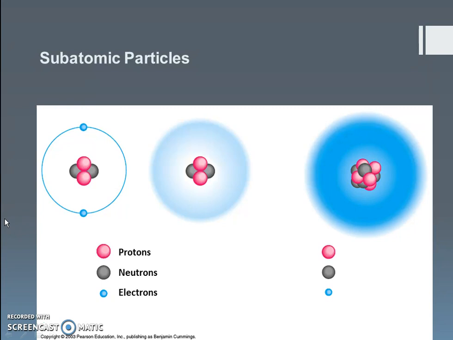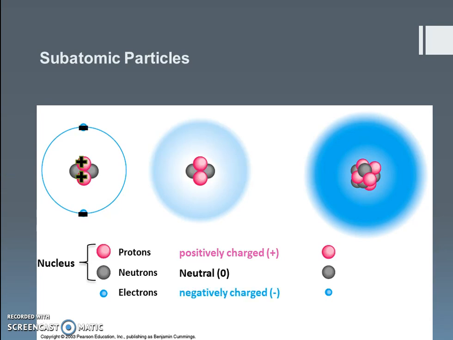Alright, so subatomic particles, again, this should hopefully be a review. So I would suggest drawing this diagram of an atom in your notes. So protons we have in the middle, these are positively charged. Neutrons, of course, are neutral, and then those two together compose the nucleus of an atom. The electrons on the outside are negatively charged.